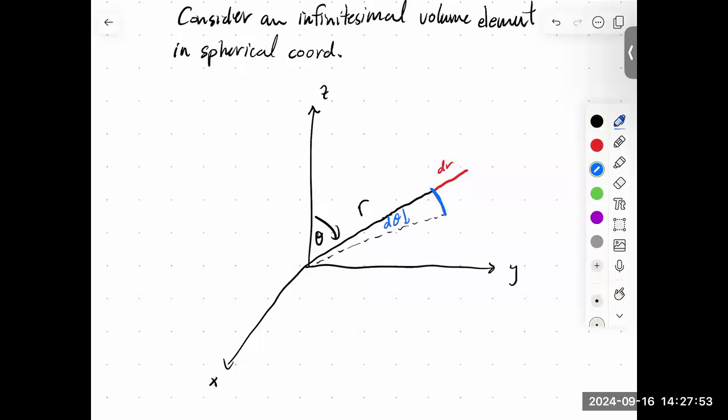What's the length of this edge? d theta is in radians, but this edge has to be measured in meters. So what is it? It's this small angle approximation, right? Yep, r times d theta. So it's just this little arc length. r times d theta is what it is.